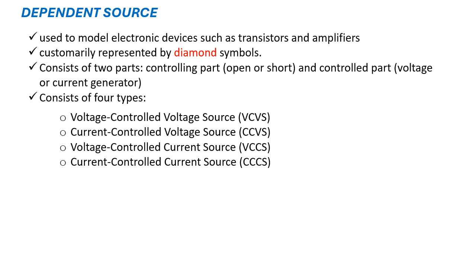It also consists of four types. So picture this. There is what we call voltage controlled voltage source, VCVS. We also have current controlled voltage source, or CCVS. Then we have voltage controlled current source, VCCS. And finally, we have current controlled current source, CCCS.